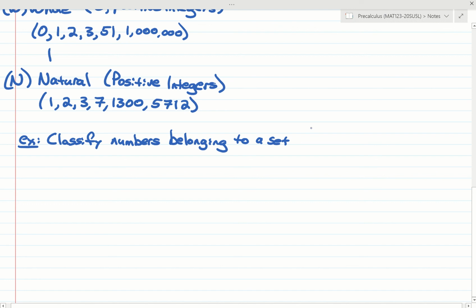And the set would be -2, -1/3, square root of 2, square root of -2, and 0. We use those curly brackets to represent a set.